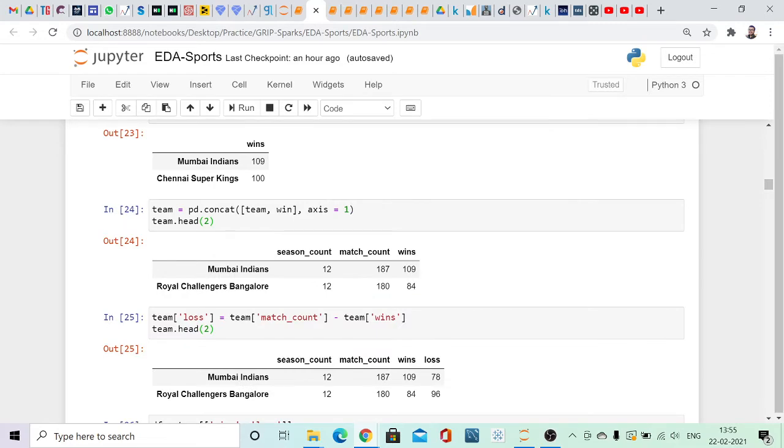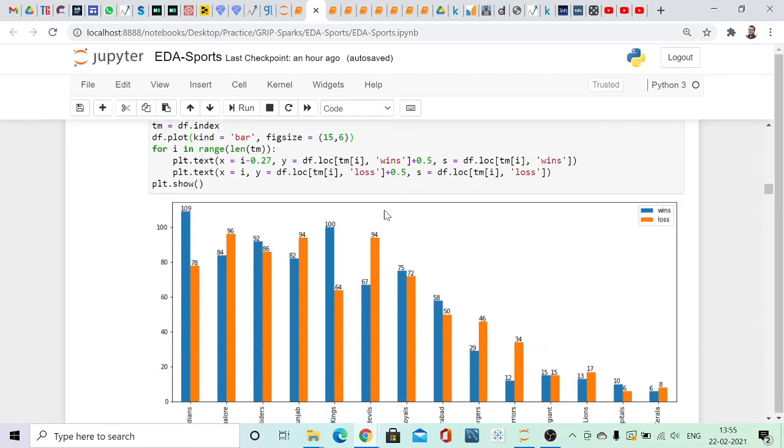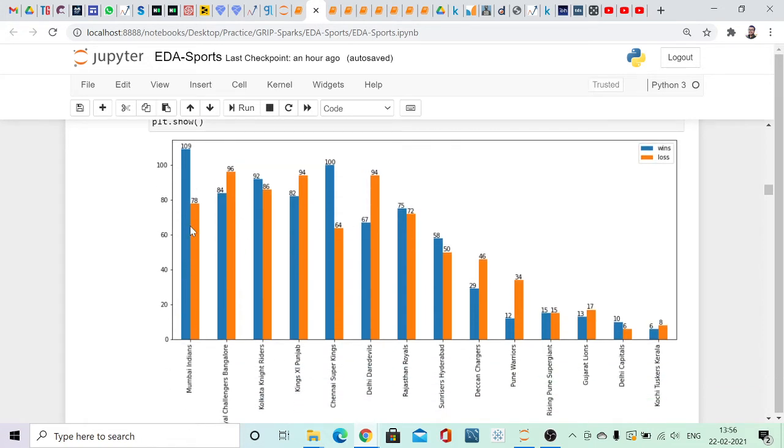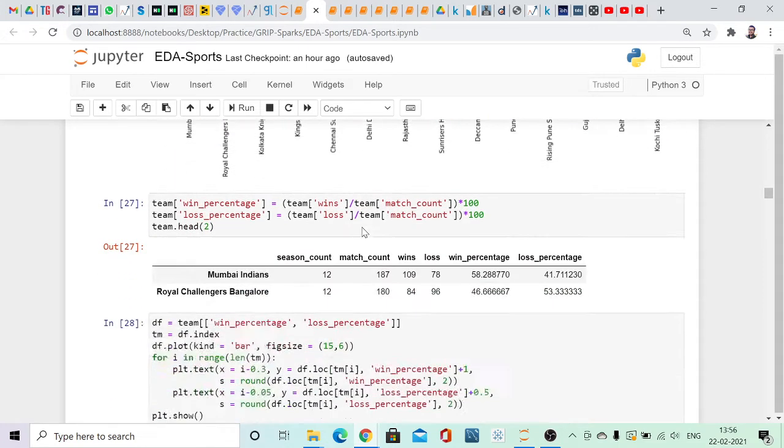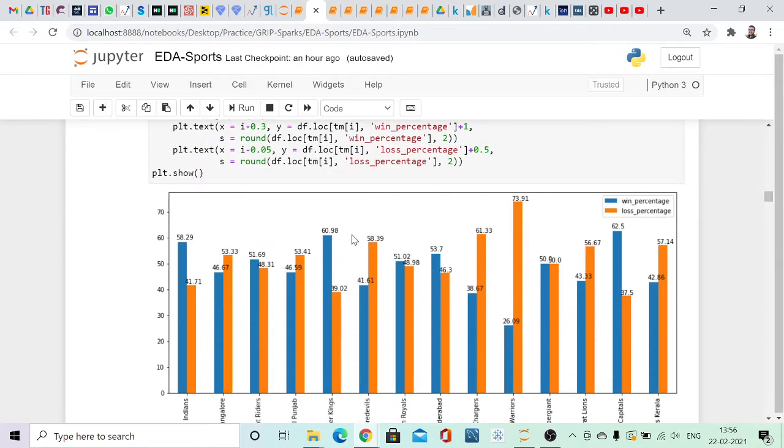Now let's look at the wins and losses for team. So this graph gives us the wins and losses for each team. We can see that the good performing teams like Mumbai Indians and Chennai have much higher wins than the losses. This graph gives us the win percentage and loss percentage for each team.